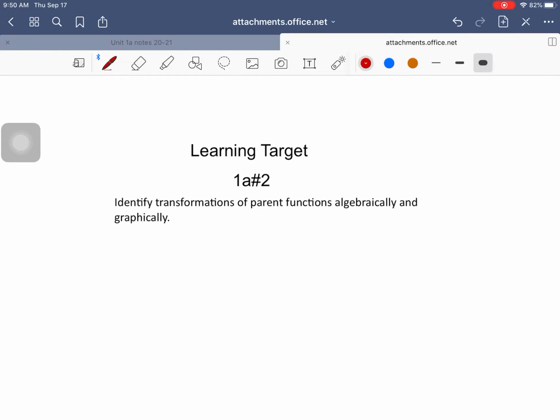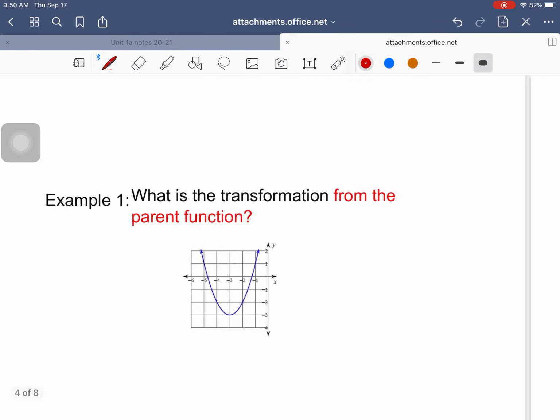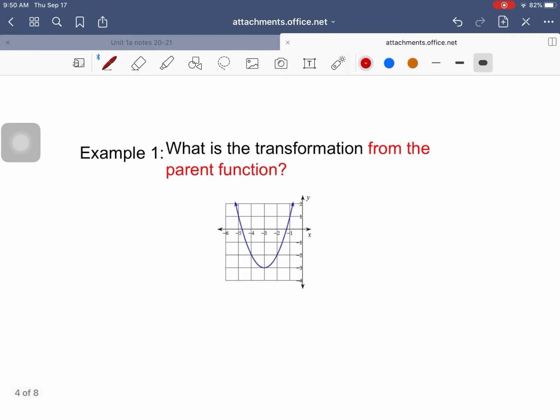Or identifying transformations of parent functions, algebraically and graphically, mainly graphically. All right, moving on to our first example. What is the transformation from the parent function? So we have to always think about what we did last class in the parent functions.